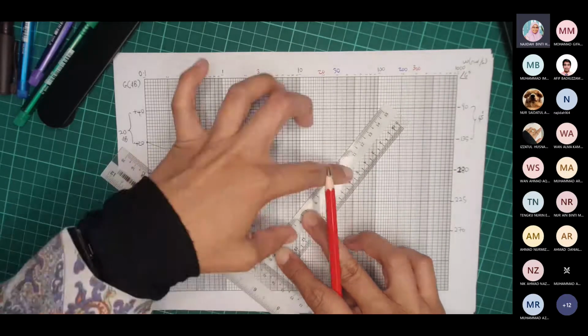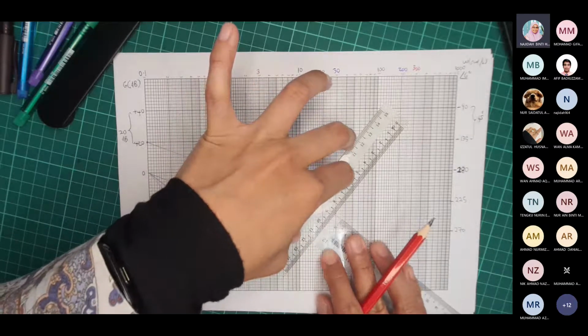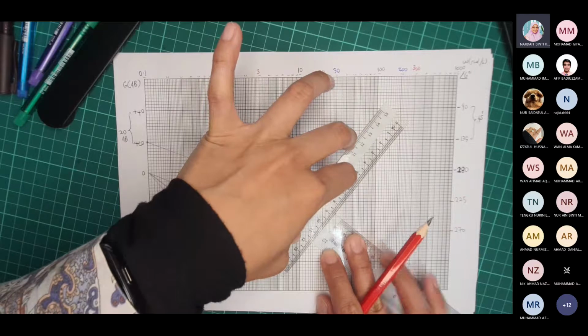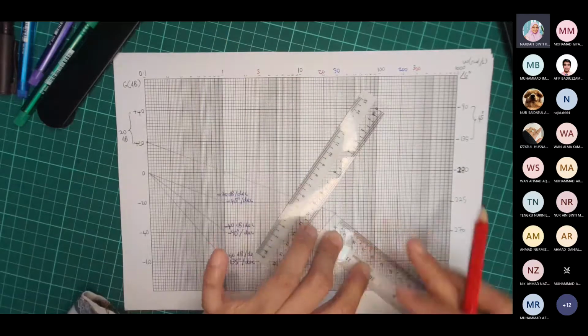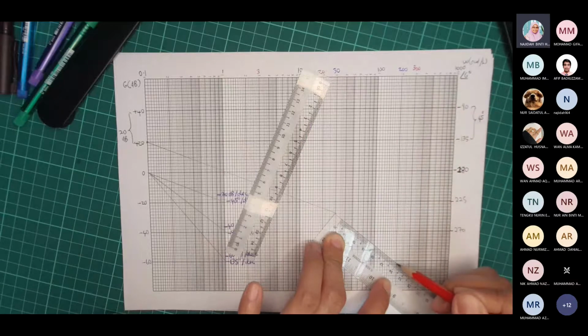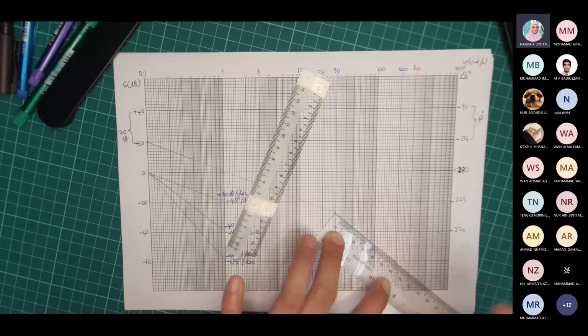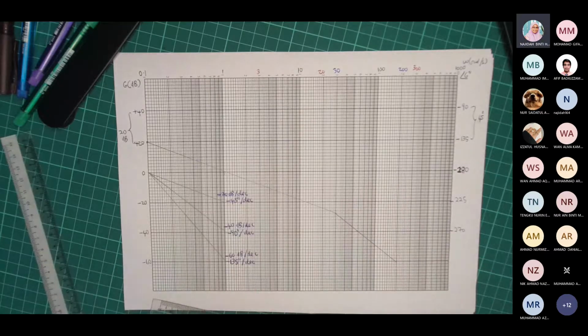Hold the second ruler and then move your first ruler to 30 radian per second, where you want to continue your plotting. Now you can plot from 30 to 200. This is negative 40 dB per decade. You can see the difference of the slope. This is negative 20 dB per decade. This is negative 40 dB per decade.